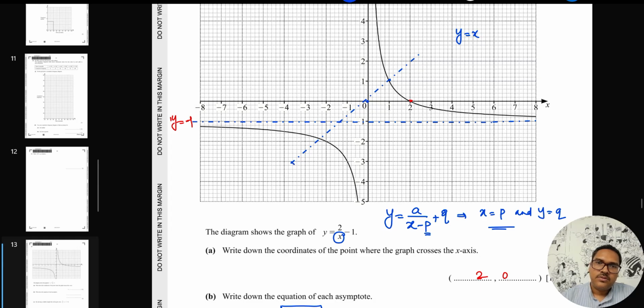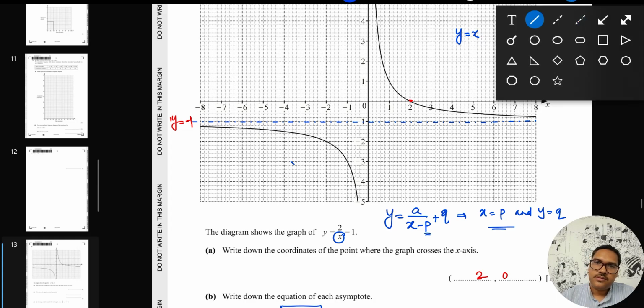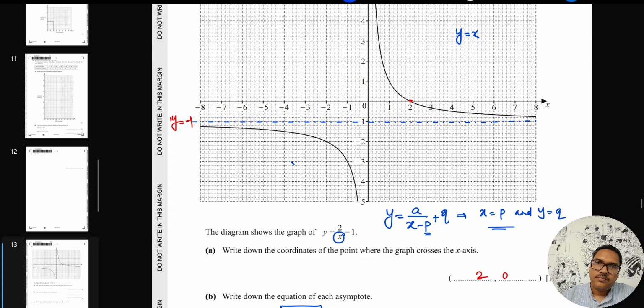So wait, this is not correct. We have to draw the line which is something like this. I'll draw this again. You can see, like this, it is passing through 0 0 and 1 1. I can extend it like this. Okay, so I'm just trying to draw y is equal to x.